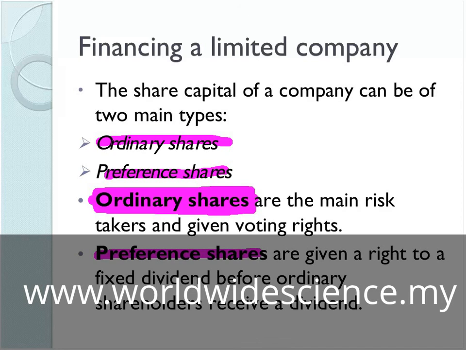But for the ordinary shares, it depends on the revenue, on the income the company gets. If the company has some positive income this year, they can pay dividends to the ordinary shareholders. If they have no income, they won't pay dividends to ordinary shareholders. But the preference shareholders always get the fixed dividends each year.